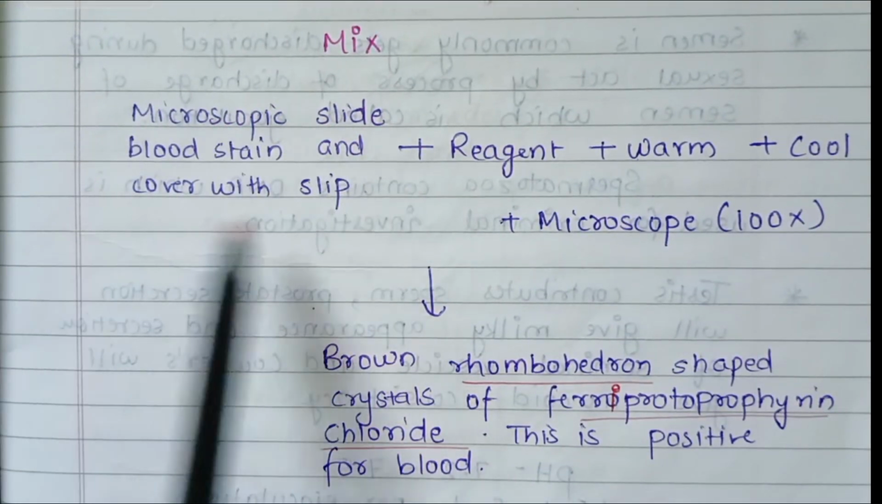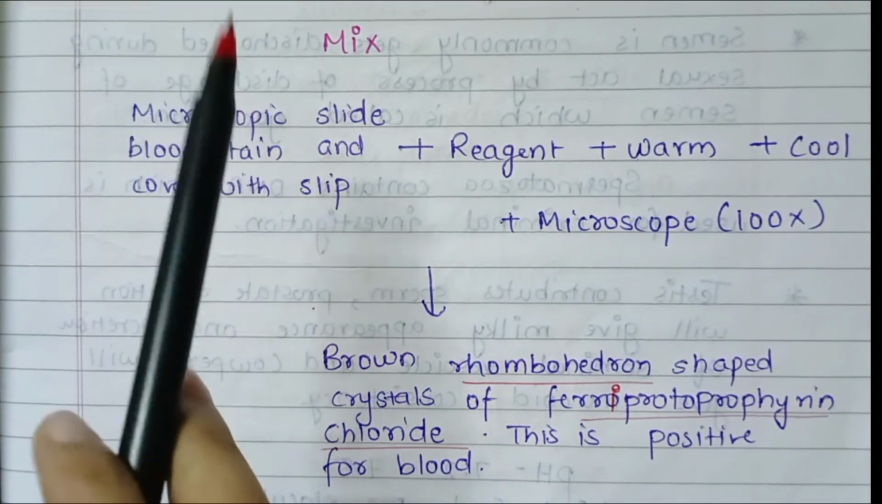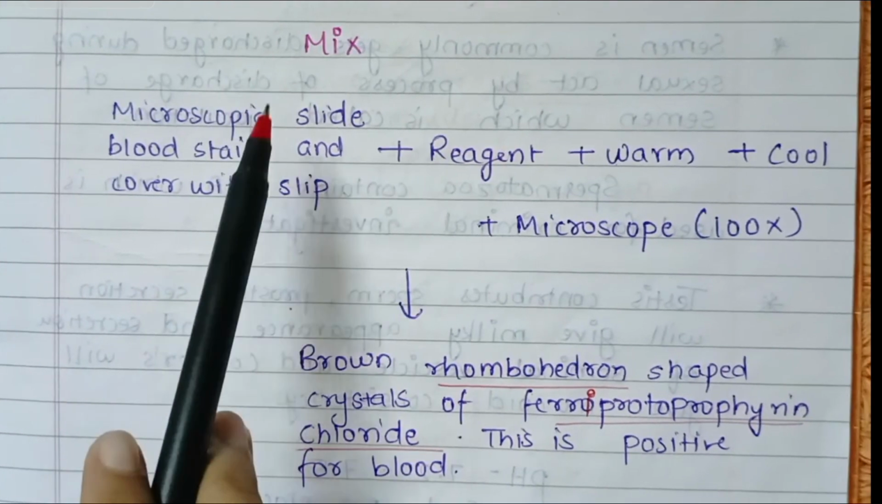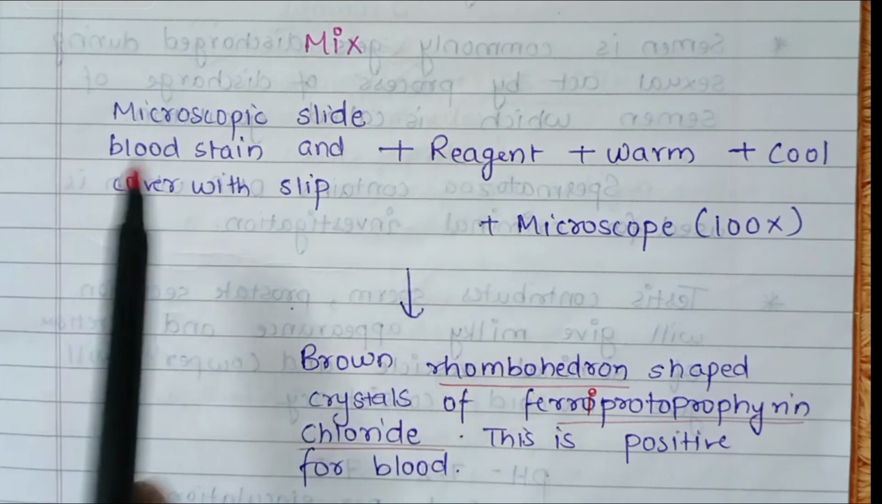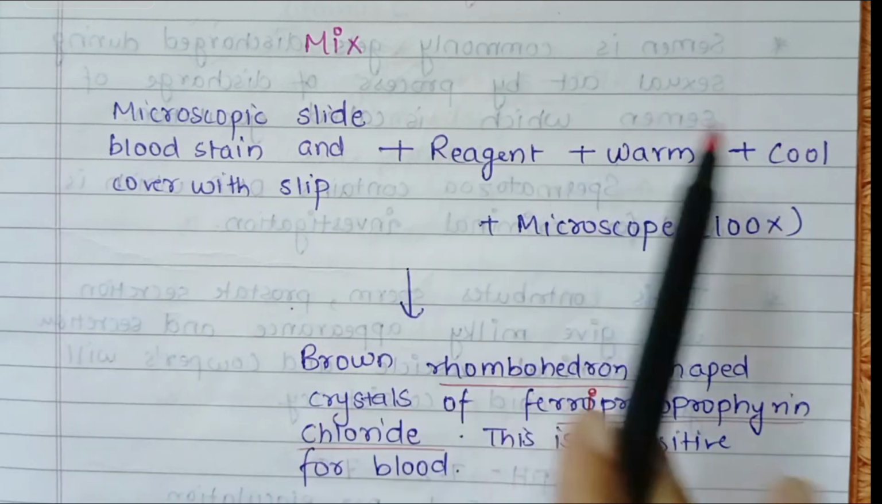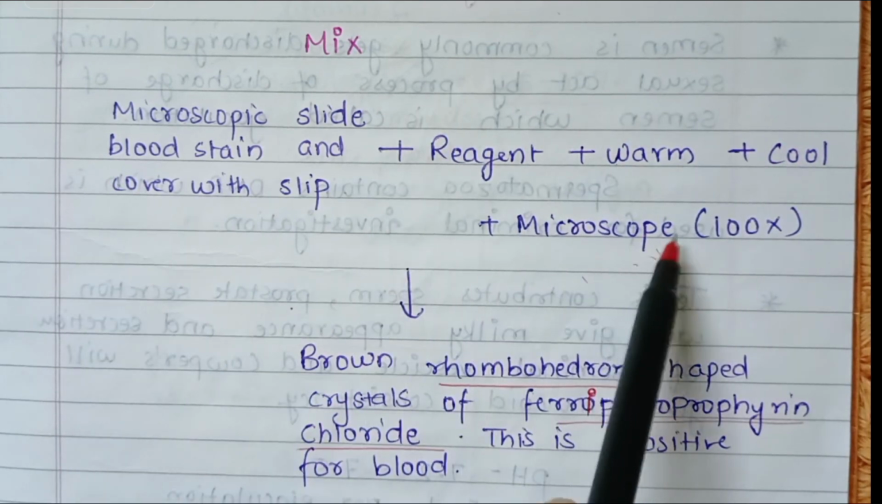A microscopic slide will be taken, with a cover slip. That slide should contain the sample, the droplet of blood, the stain that we would have obtained from the crime scene. Then add the reagent, warm it, let it cool for a while, then observe it under 100x.